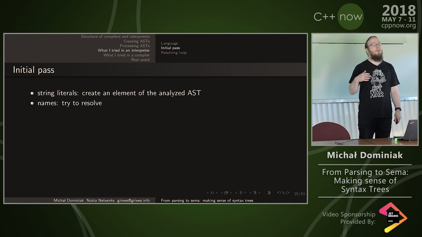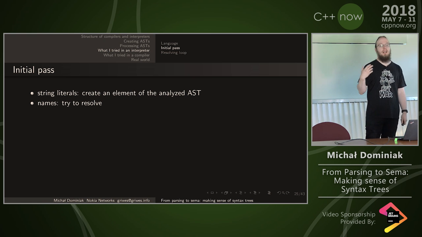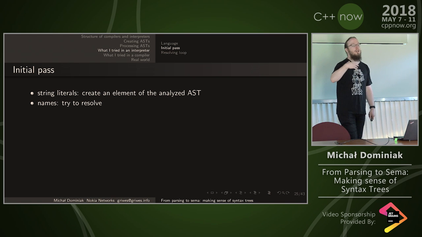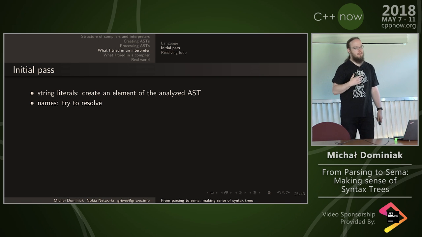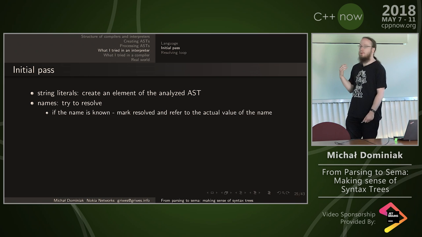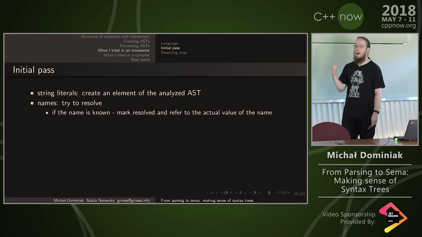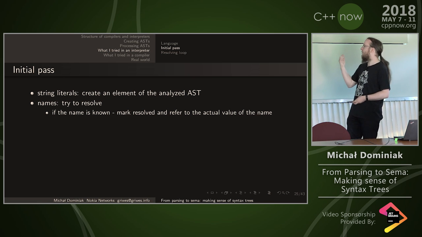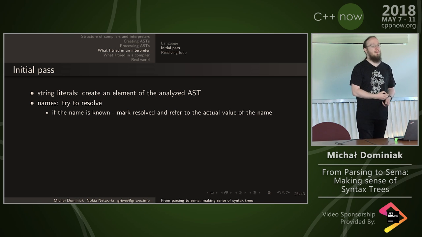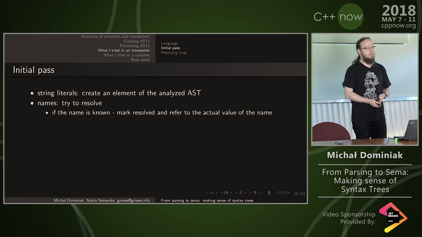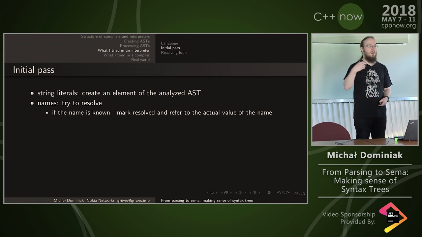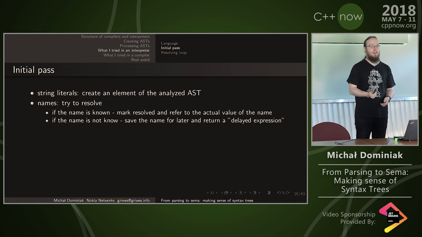For names, we encounter the first problem, because we can go through the AST and encounter a name that hasn't been defined yet. So we have to try to resolve the name. And if the name is known, then we just create a node that refers to the actual value of that name. So we just grab a new short pointer to the same object that we had previously.